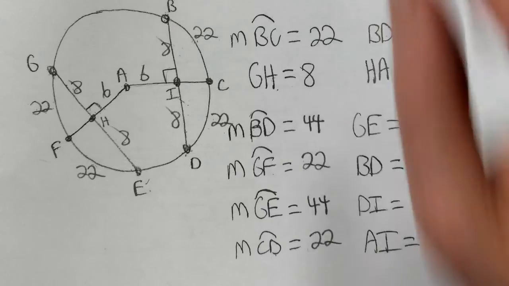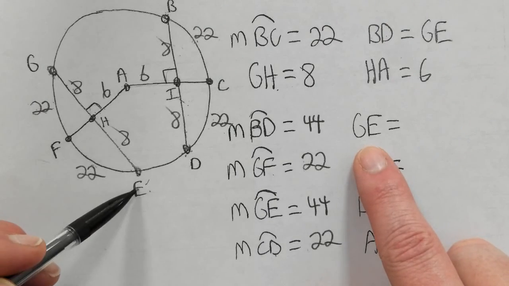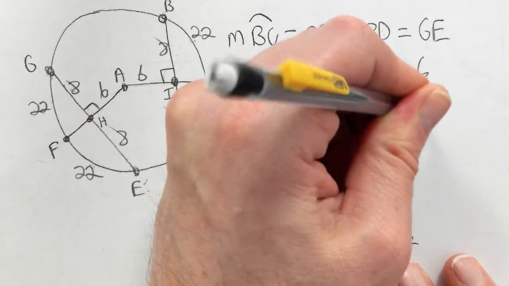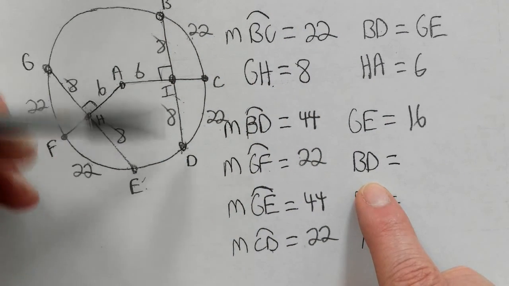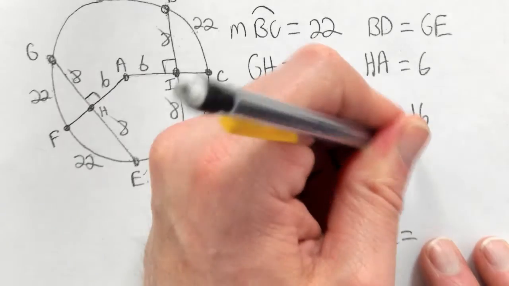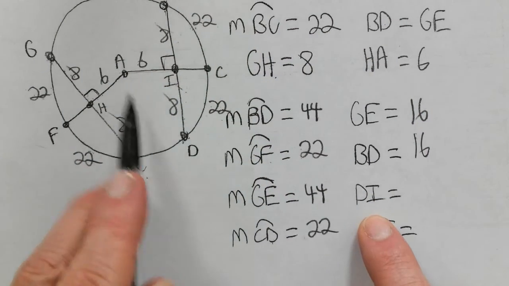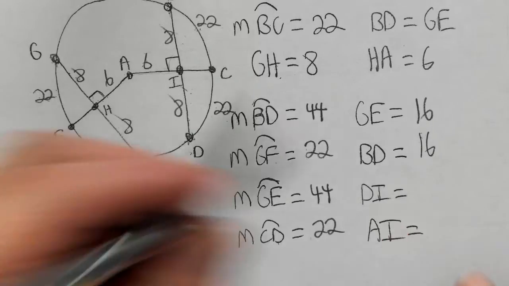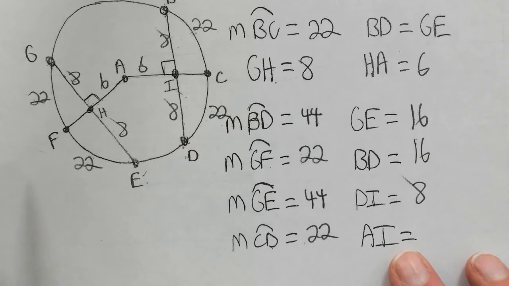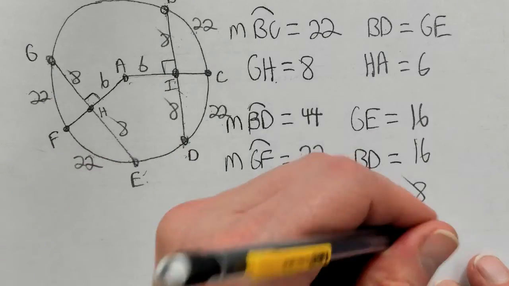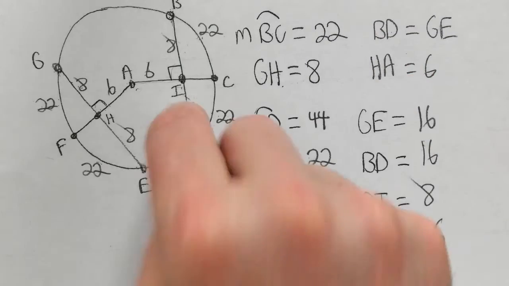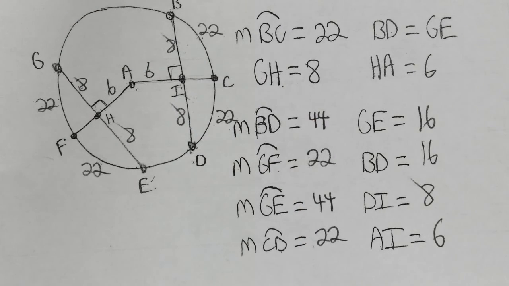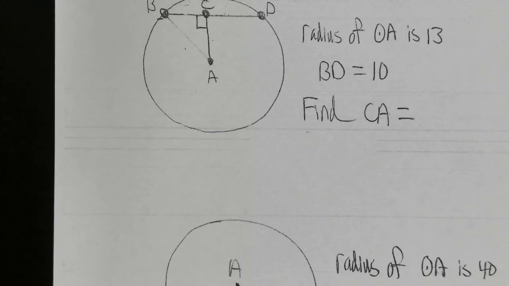Okay. The length of GE is 8 plus 8, which is 16. The length of BD is 8 plus 8, also 16. DI is from here to here, it's half of the 16, which is 8. And AI is from here to here, which is 6. All right? So based on those theorems, if you get some measurements, you can fill out all the rest of those measurements as well. Okay, so some more practice problems for us now.